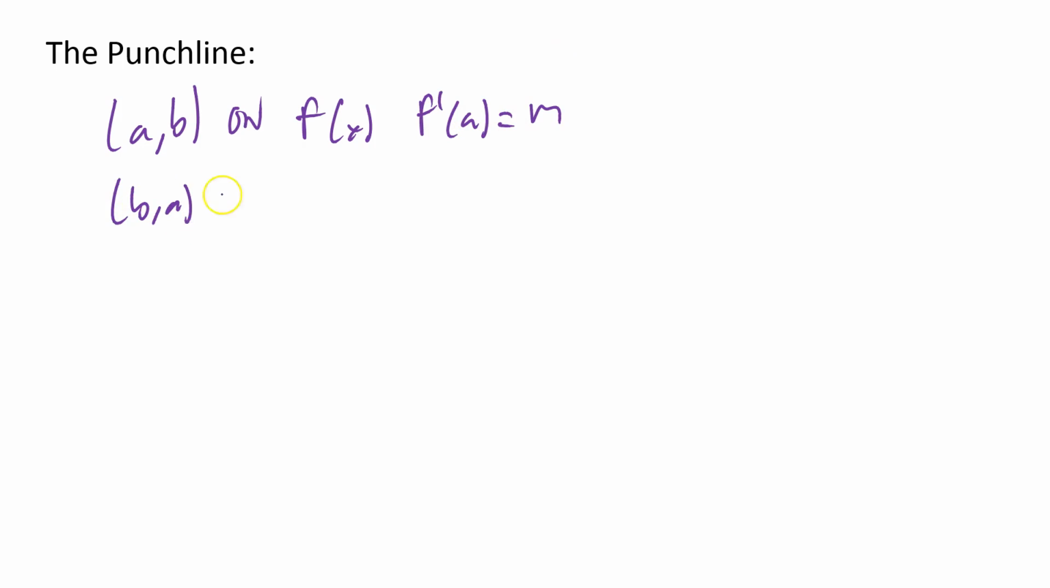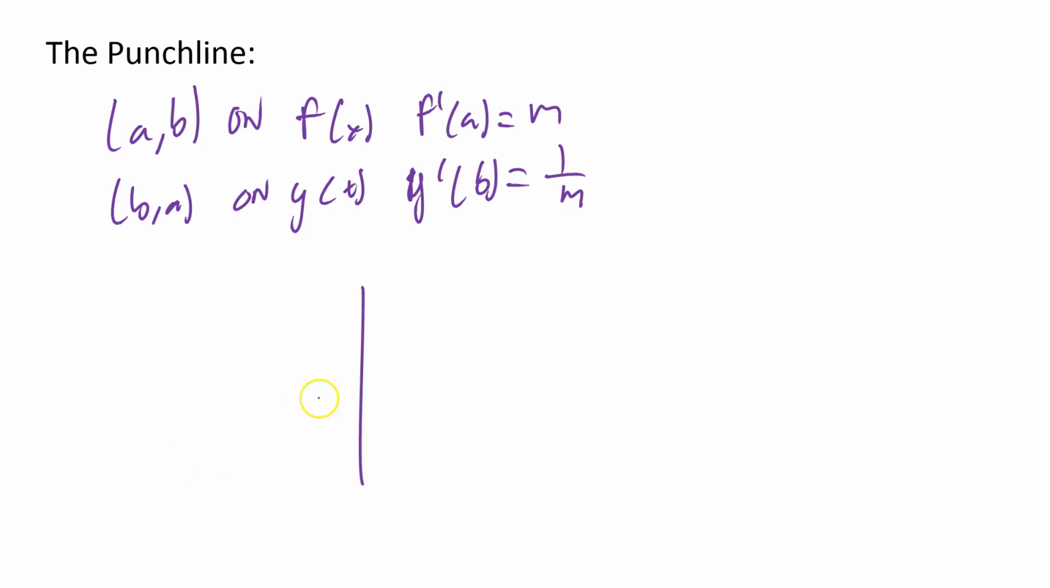So the punchline is if (a, b) is on f of x, and f prime of a is equal to m, then (b, a) is on g of x, and g prime of b is equal to 1 over m. So it's all about these buddy points.